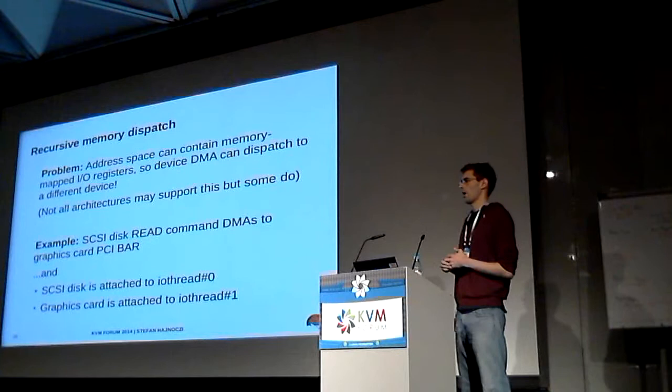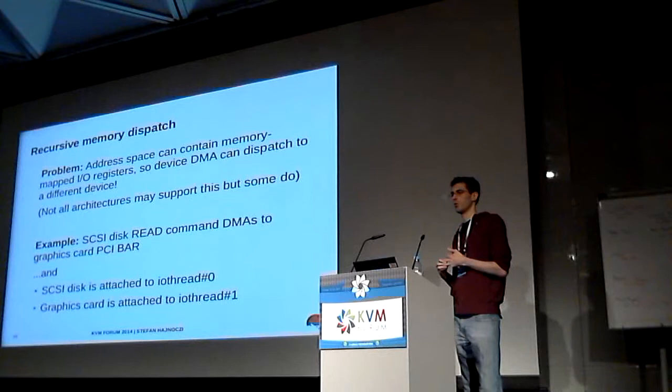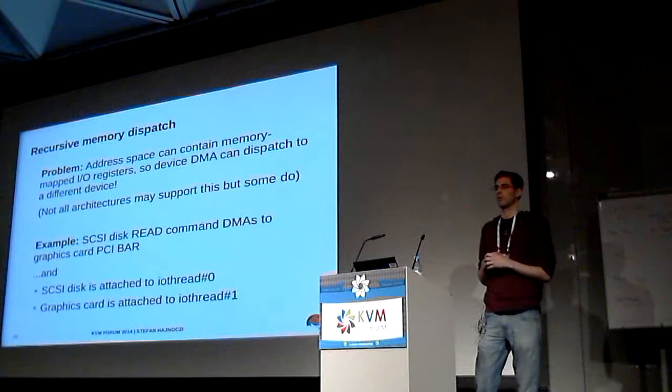The simplest example that I have, but I'm not sure that's how it's implemented in QEMU, is if you do message signaled interrupts, right? Because message signaled interrupts means that a device writes to a magic address, and some other device in the system, like an interrupt controller or the PCI host bridge, detects that magic address and converts it into an interrupt.